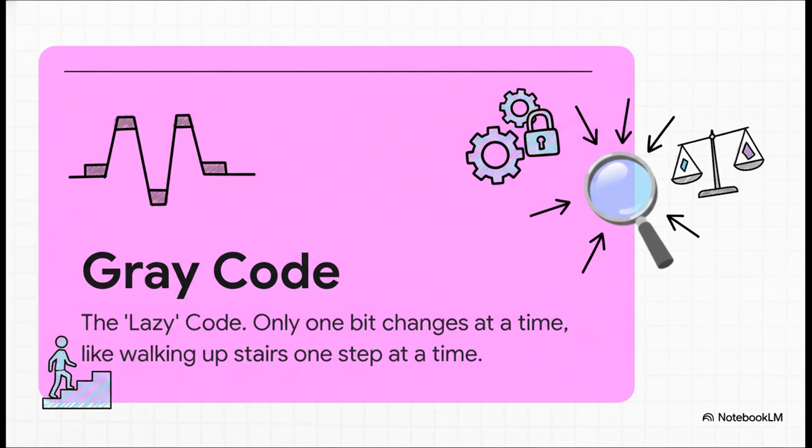All right, next up is gray code. I like to call this the lazy code. And why lazy? Because it only changes one single bit at a time. It's like taking stairs one step at a time instead of jumping. This makes it really, really reliable. Oh, and it's also non-weighted, which is just a fancy way of saying a bit's position doesn't matter. The 1 is always just a 1, unlike in regular numbers, where the 1 in 100 is a big deal.